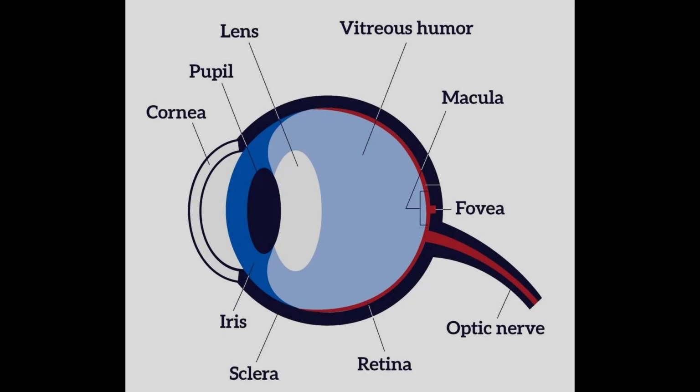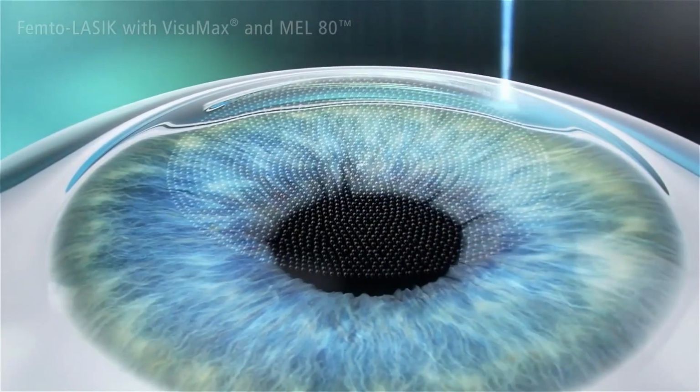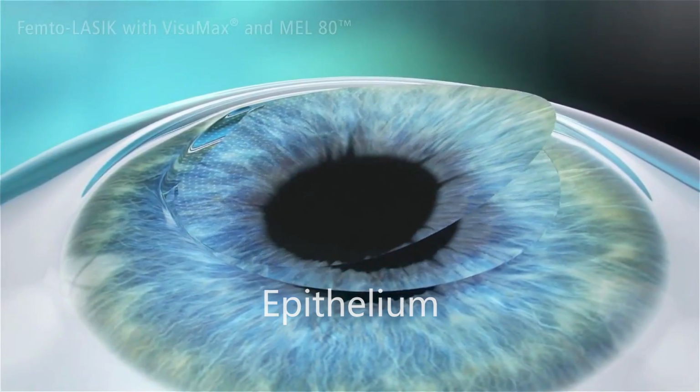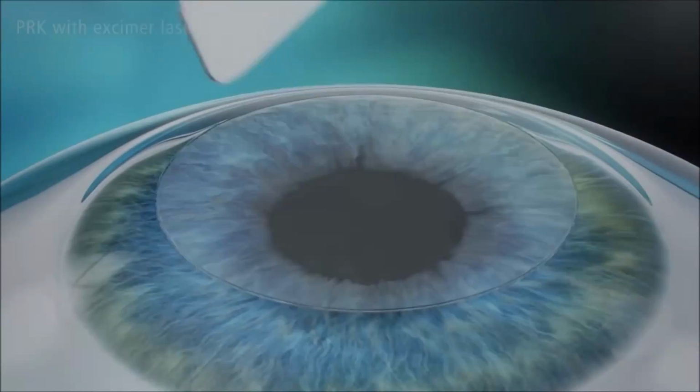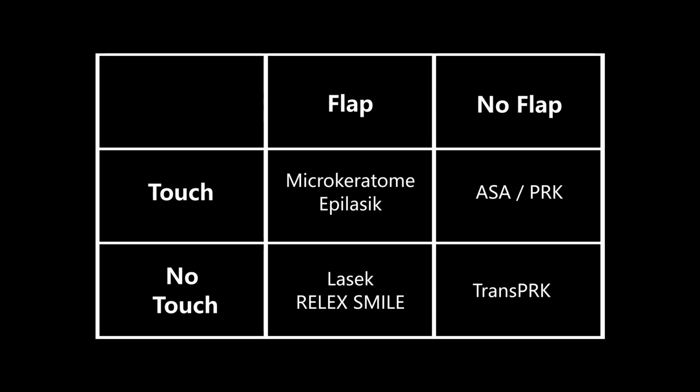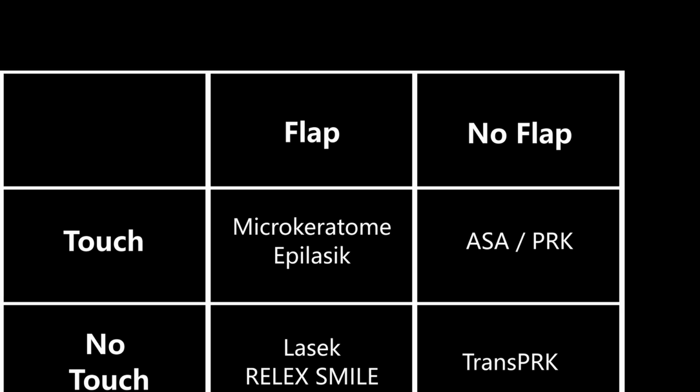Lasik is a process by which the cornea is reshaped using a laser. This is done either by cutting a flap in the outer layer of the cornea called the epithelium, or by completely removing the epithelium itself. Overall, there are 4 types of Lasik surgery: flap, no flap, touch, and no touch. Let's quickly run through the difference between flap and no flap surgery.